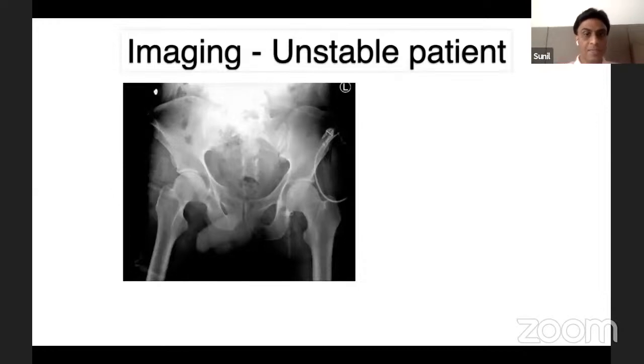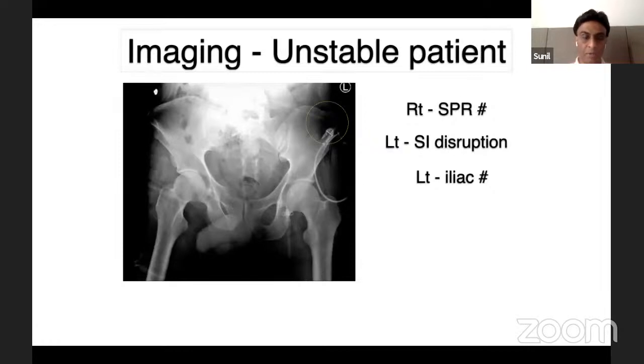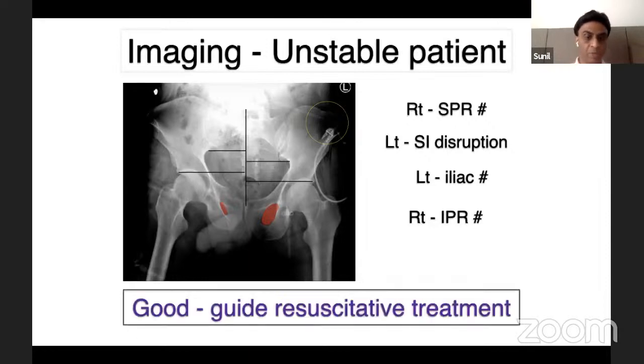So this is a bedside AP pelvis X-ray. If you look at this for an example, you can make out a lot of things. Your patient has got a right superior pubic rami fracture. You can also look at left sacroiliac disruption. You can also have an idea about a fracture in the left iliac wing, a fracture of the right inferior pubic ramus, as you can see in this asymmetry of the obturator foramen. And you can also understand asymmetry in both vertical and rotational planes. So this gives you a whole lot of information, which is good enough to guide resuscitative management.